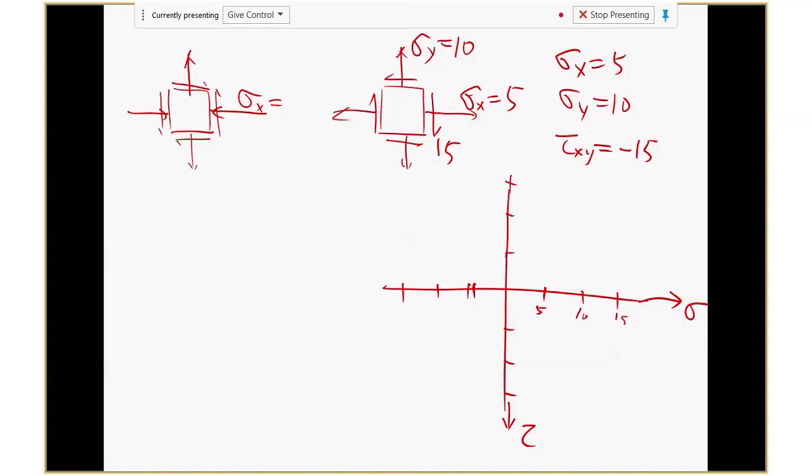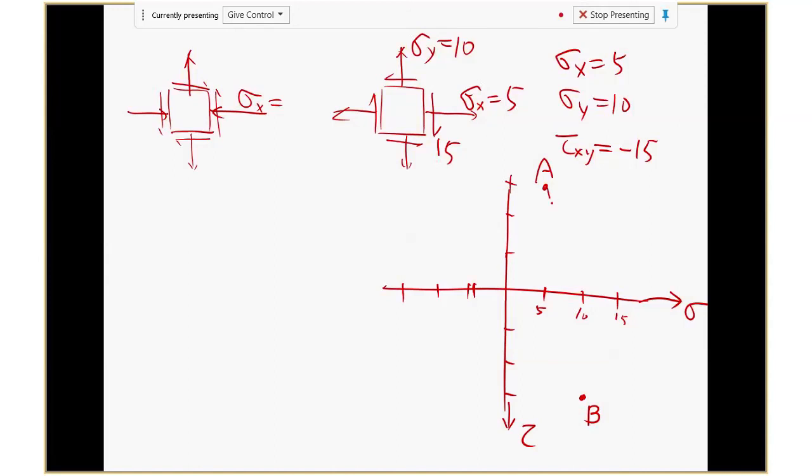Okay, now can we pin down where A is, where B is? A: 5, I go this way to the right, and then negative 15, up, so it's here. So this will be point A. All right. Where is point B? Go to the right, 10 and 15, so it will be here. Okay, now I can draw the Mohr circle.